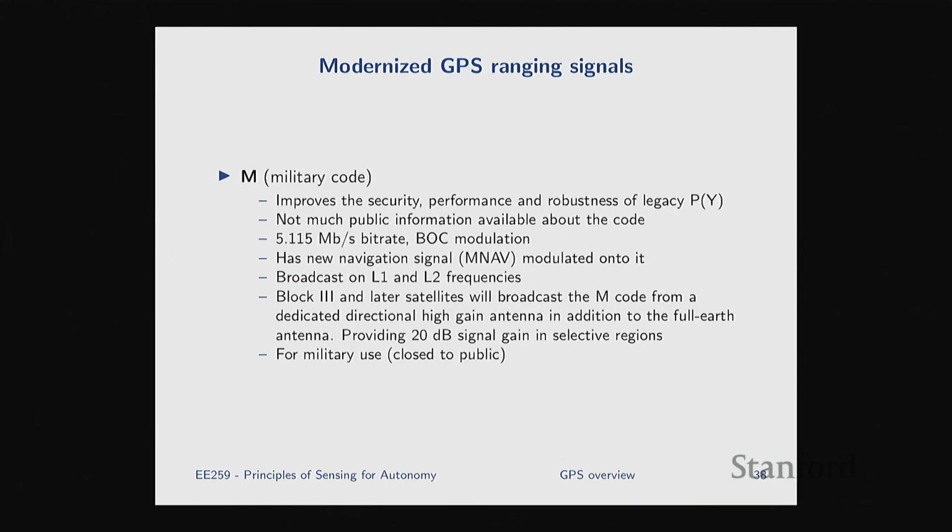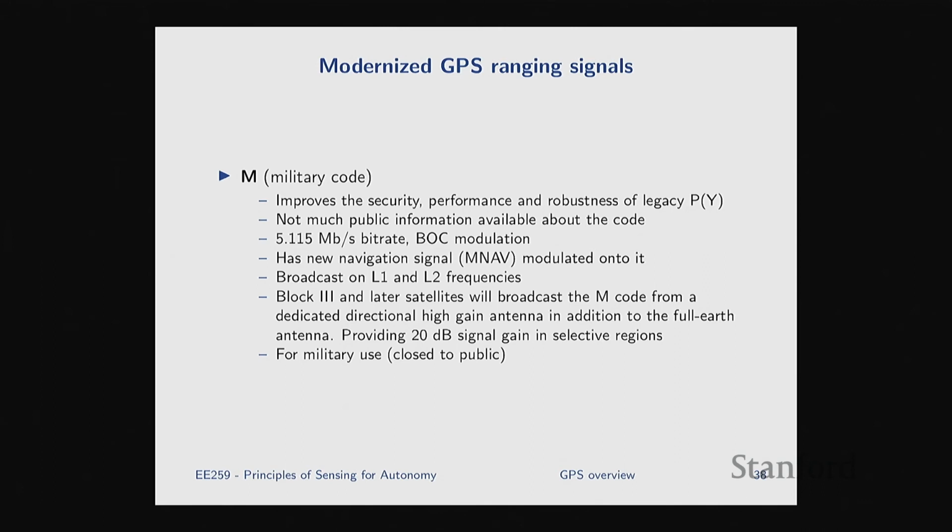Okay, and there's a new military code called M. There's almost nothing known about it, except that it's at 5.1 megabits per second, BOC modulated, and it has a new navigation signal associated with it called MNAV, M for military, and it's broadcast on L1 and L2 frequencies. Other than that, there's really not much known about the M code.